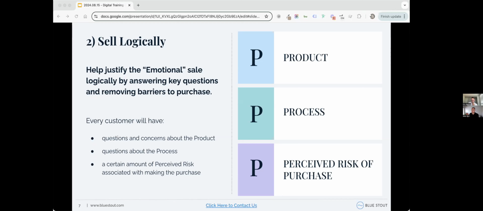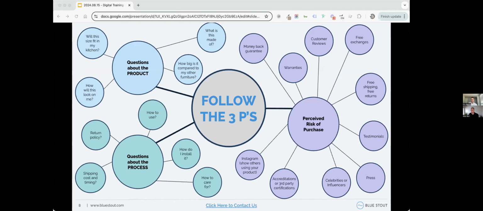They're going to ask very specific questions about the product. They're going to ask questions about the process and questions about perceived risk. So what does that mean? Questions about the product. Let's go back to the handbag example. This could be, what are the materials? What are the sizing, right? How is this going to look when it's delivered to me? I can see it in the photo, but really, what's the quality of the material? So they're going to have questions that are product specific.